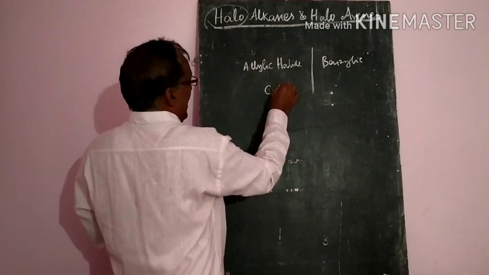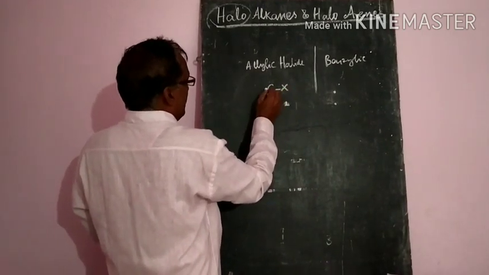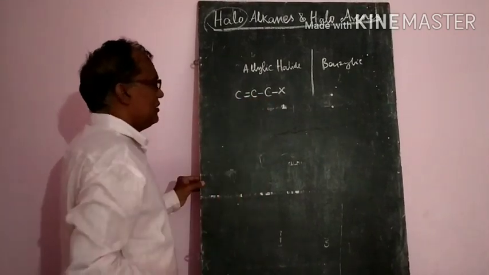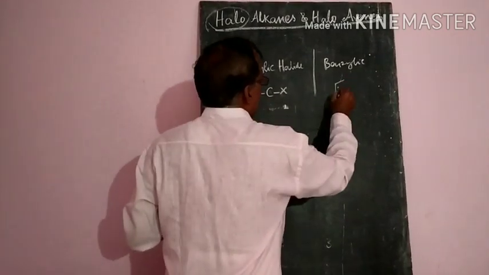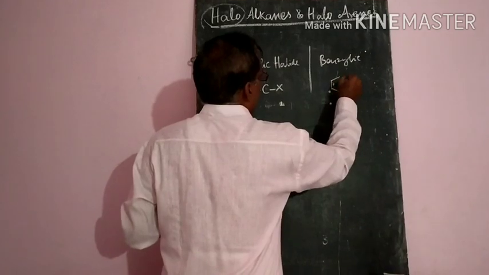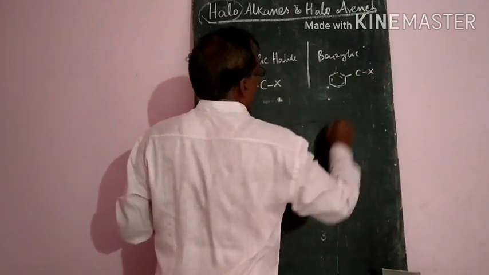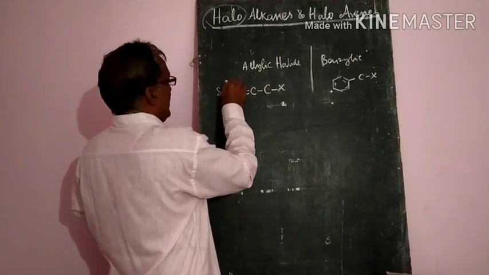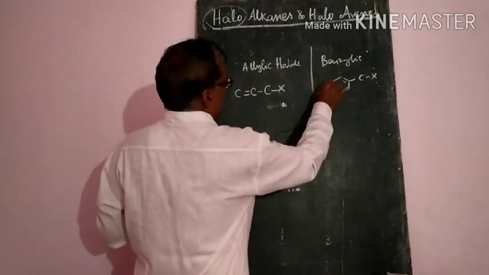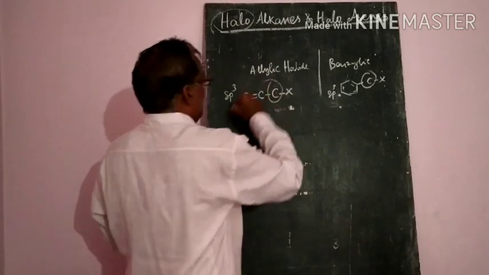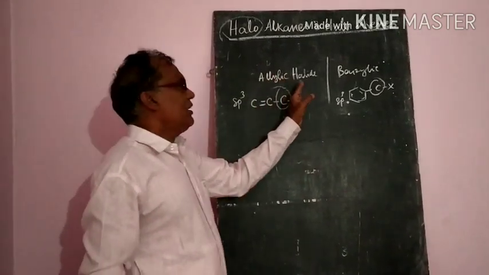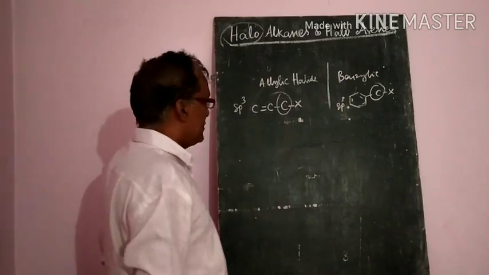The carbon atom where the halogen is attached should have a double bonded carbon atom adjacent to it. Similarly, in a benzene ring, where the carbon atom is attached, here an sp3 hybridized carbon atom only is attached. Here also an sp3 hybridized carbon atom only is attached. So these sp3 hybridized carbon atoms are of two types: allylic halides and benzylic halides.